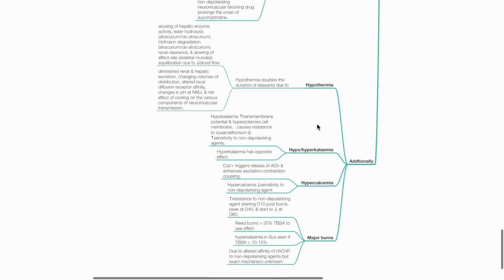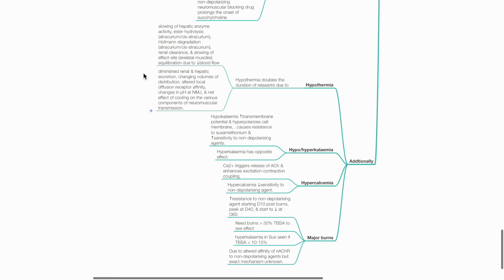Additionally, hypothermia doubles the duration of muscle relaxants due to reduced metabolism and reduced excretion. Hypokalemia increases the transmembrane potential and hyperpolarizes cell membranes, causing resistance to succinylcholine and increased sensitivity to non-depolarizing muscle relaxants. Hyperkalemia has the opposite effect.